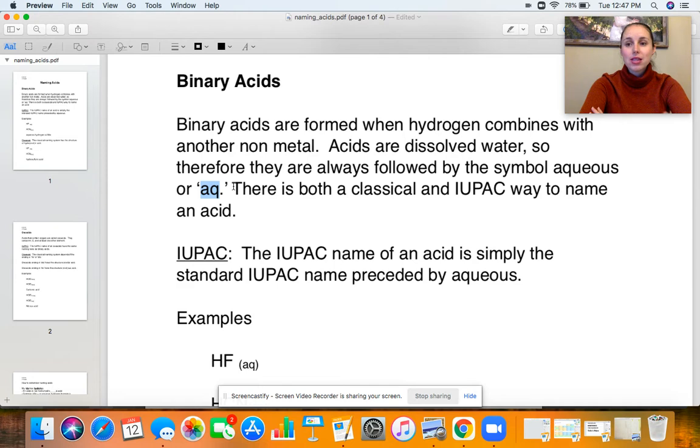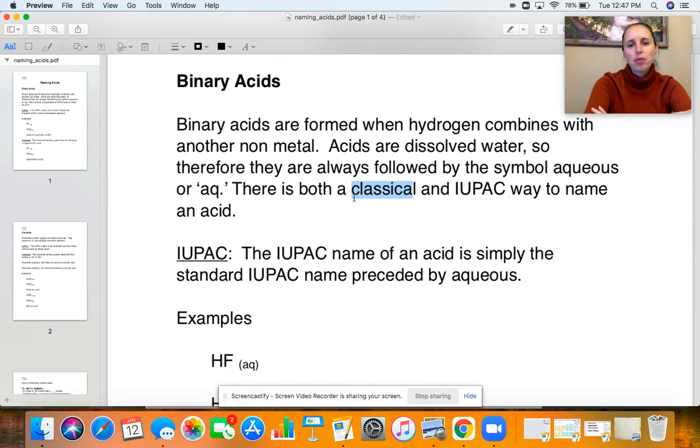There are two different ways to name acids. The first way to name acids is using IUPAC. That's actually what we've been doing so far with our nomenclature, using IUPAC to name things. However, the IUPAC names for acids are a little bit longer. So acids also have what's called a classical naming system. That classical naming system is just a way that chemists will go through and name acids.